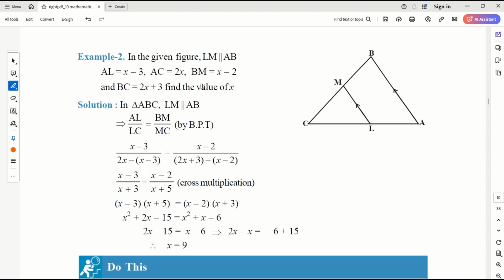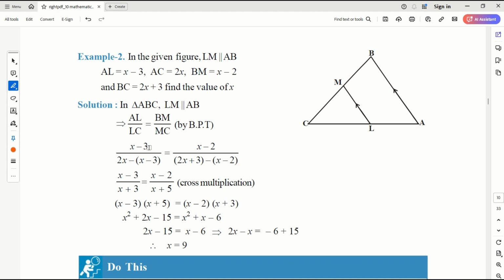Next, in the figure, LM is parallel to AB. AL is given as x minus 3. AC, that is the big one, is 2x. BM is given as x minus 2. BC is given as 2x plus 3. Find the value of x. So AL by LC equals BM by MC. This is what we know. Proportionality theorem, right? Basic proportionality theorem.